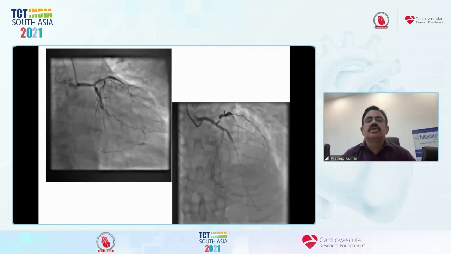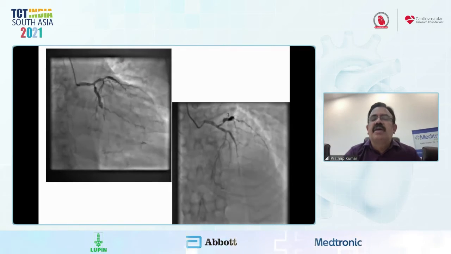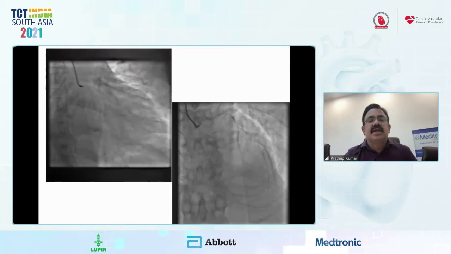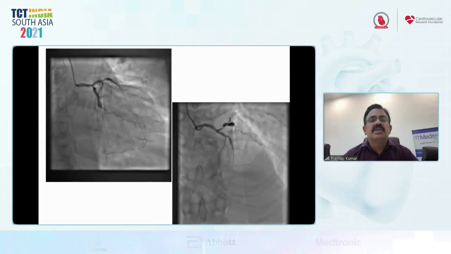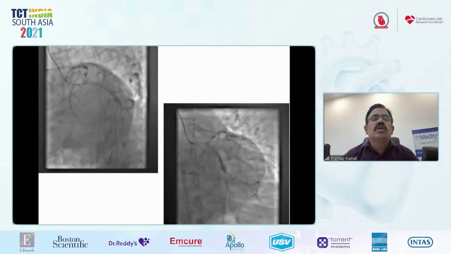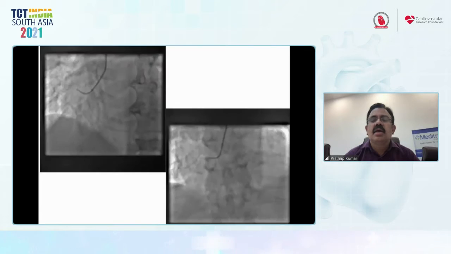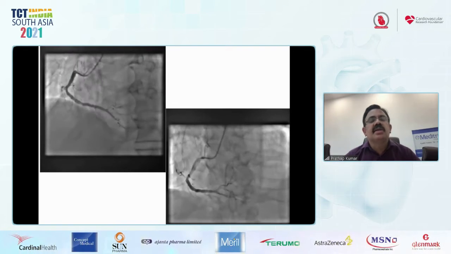This was the angiogram shown. Basically, there is significant disease from the LMCA bifurcation. You have diffuse LAD disease. The circumflex is totally occluded. If you look at the ostial circumflex, even the proximal circumflex is diseased. The patient had an RCA disease like this.